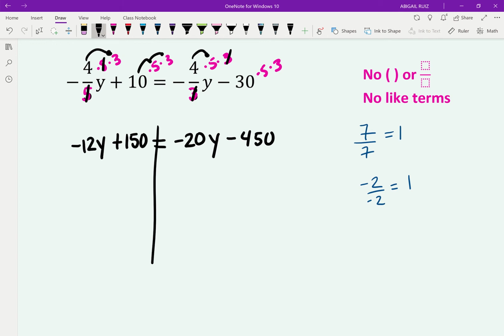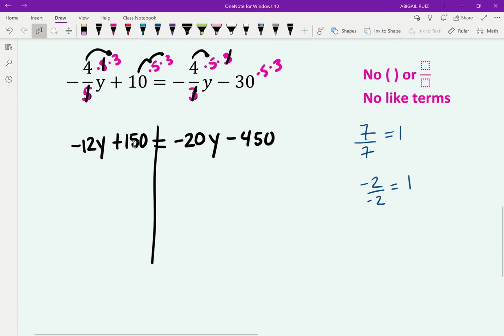Why? Because I have no more fractions. Now I checked, there's no parentheses, so I don't have to worry about that. And also there's no like terms. Why? Because this is the variable term and this is a constant. Letter and single, they don't mingle, because they are not the same family. Letter and single, they're not the same kind. So let's see what we can do. We're ready to cross the border.